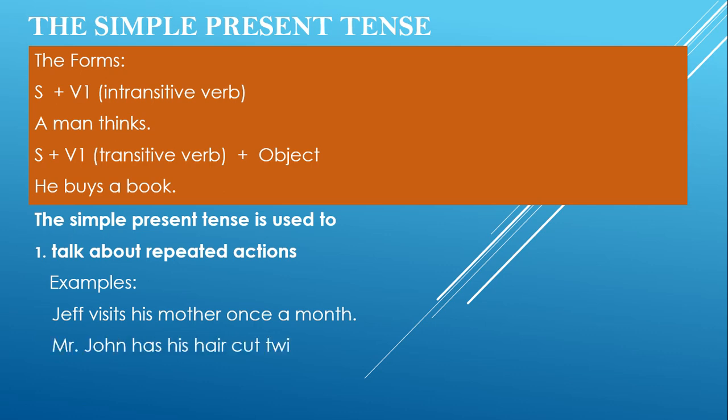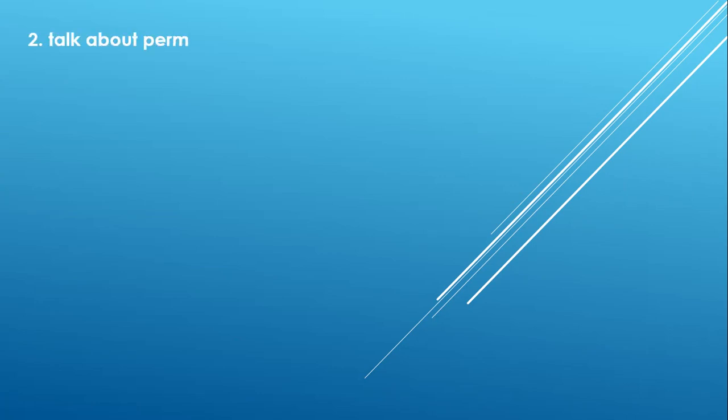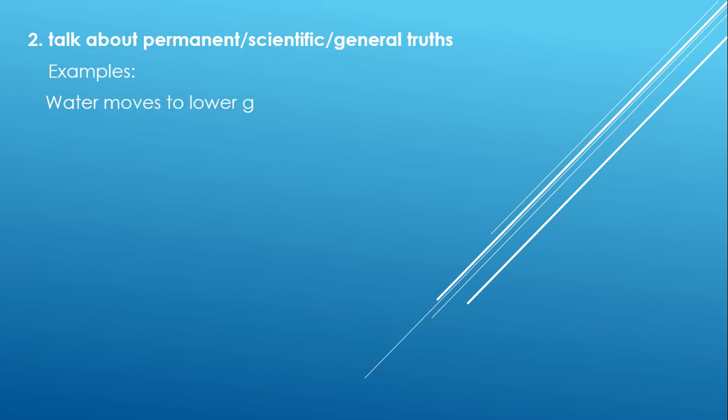Mr. John has his hair cut twice a year. He usually has his breakfast in his car. The second usage of the simple present is to talk about permanent or scientific or general truths. For example, water moves to lower ground.